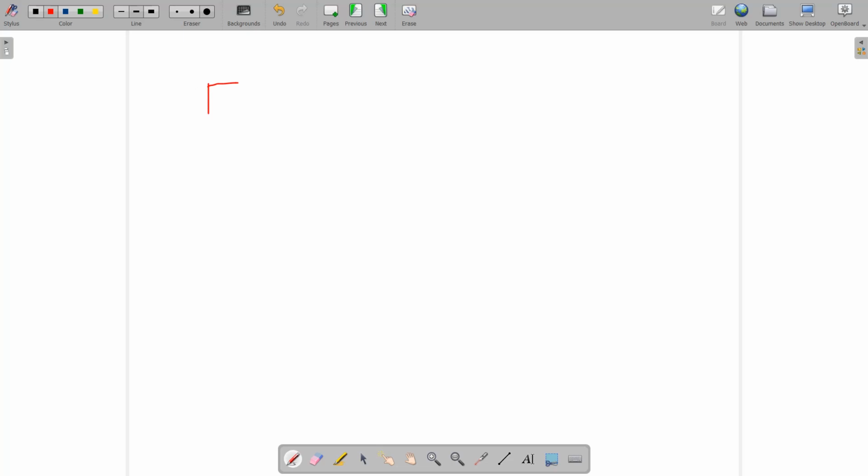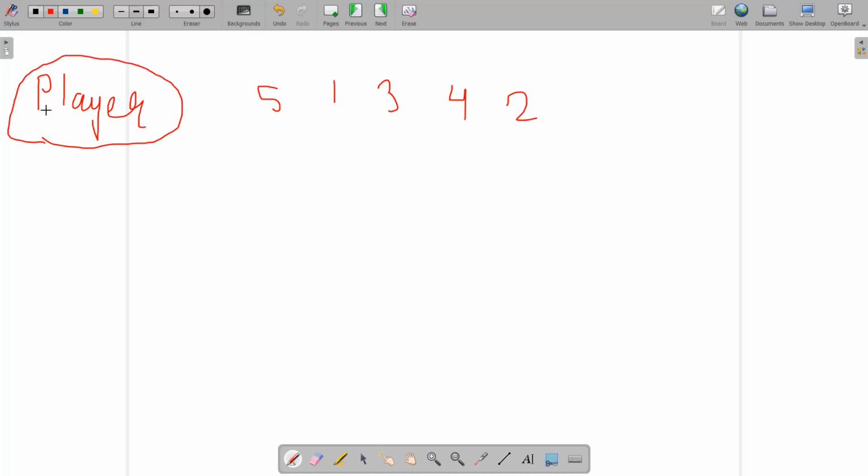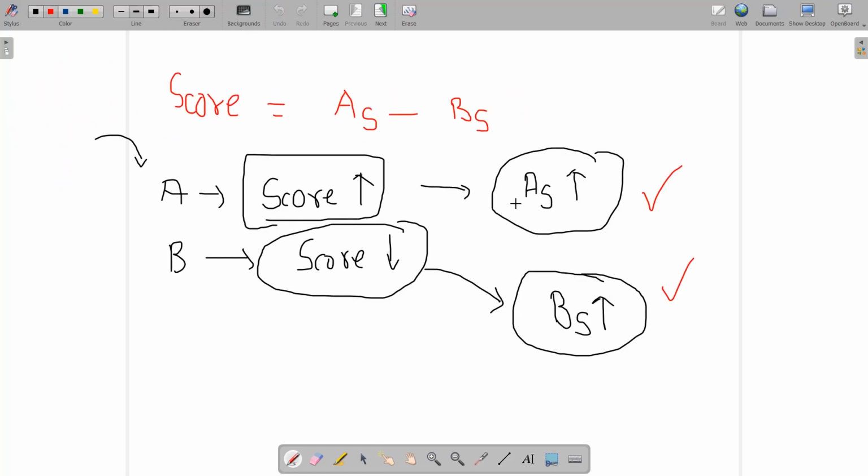Suppose we have been given an array, okay, 5 1 3 4 2. So if a particular player, I'm not talking about a specific Alice or Bob, I'm talking about in general, is going to make a move, what is the strategy of a particular player? As we have already said, both want to increase their score, AS and BS both.